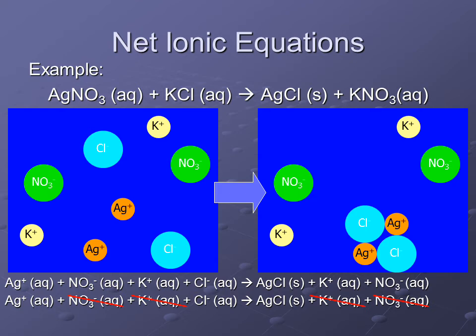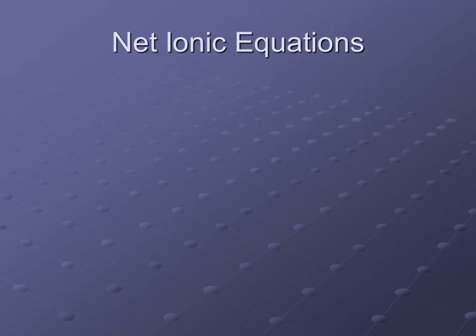And so after we remove everything that cancels out, we end up with what's called the net ionic equation, which is only the ions that react. So the silver ions and the chloride ions get together to form silver chloride. That's really the only change between this image that we start out with and this image that we end up with: the silver ions and the chloride ions have now grouped together to form silver chloride.